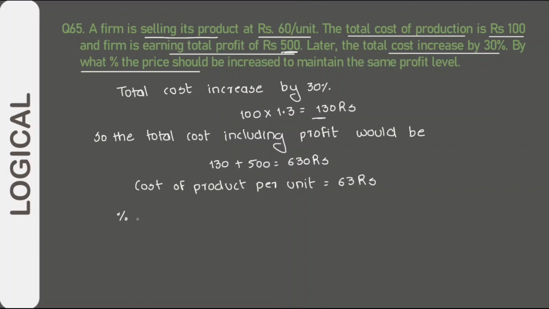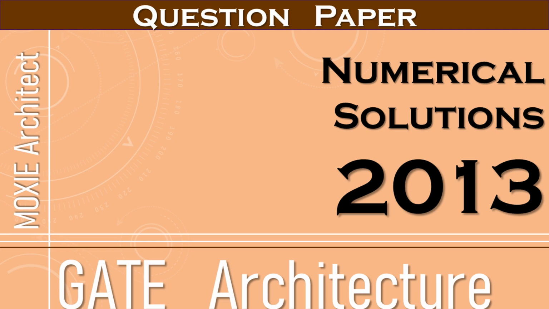So the percent increase in price will be 3 rupees divided by the original price, that is 60, into 100. Hence, 5% increase.